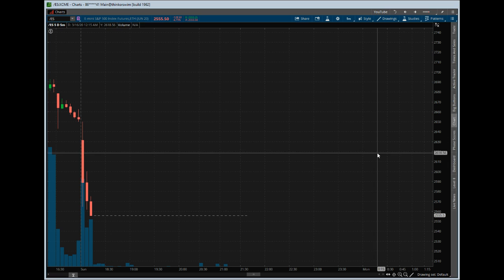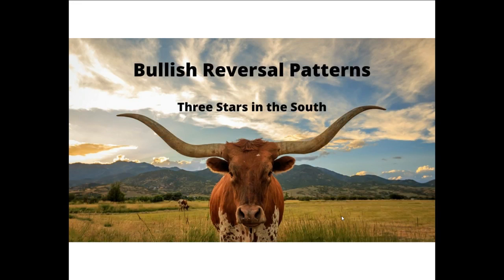So let's get on with this week's discussion. We're going to be talking about bullish reversal patterns, and today we're going to be talking about a cool pattern called the 3 stars in the south pattern. So what pattern is this?